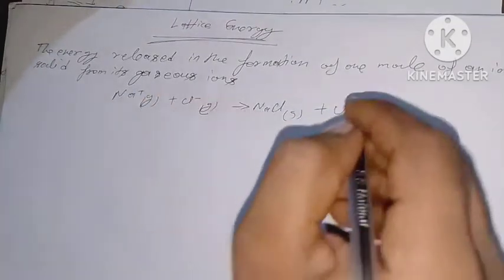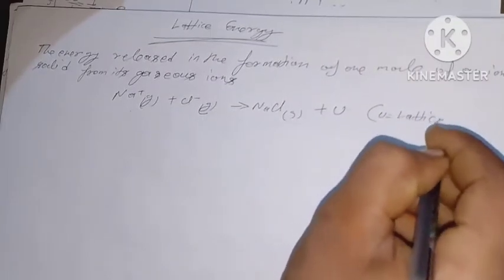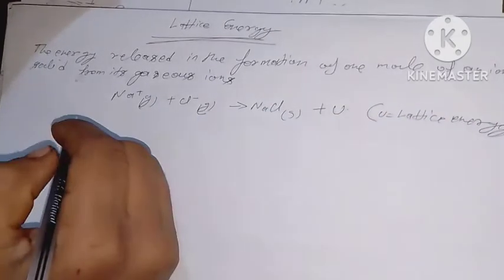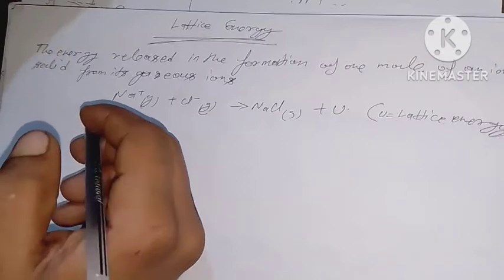Where U is the lattice energy. Okay? It is a characteristic property of ionic compounds.